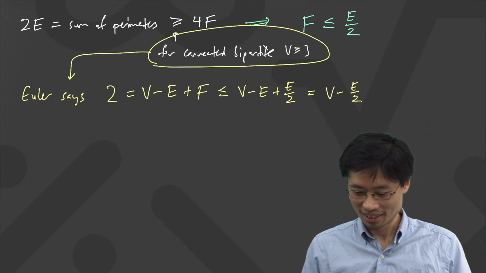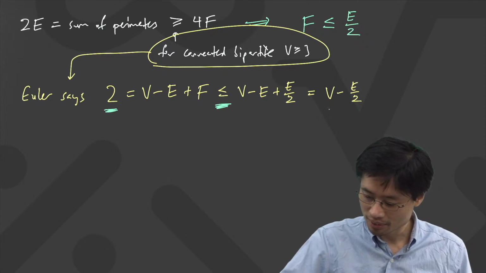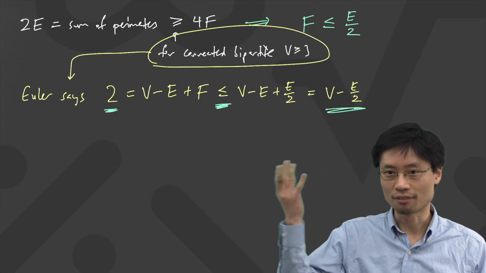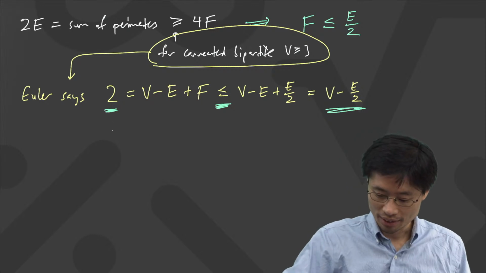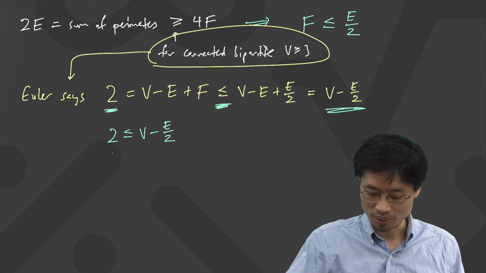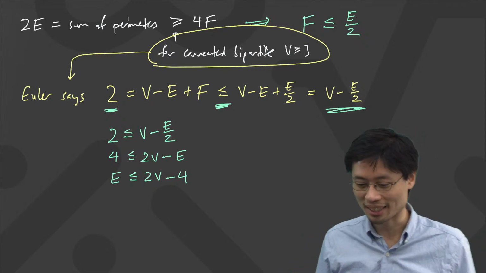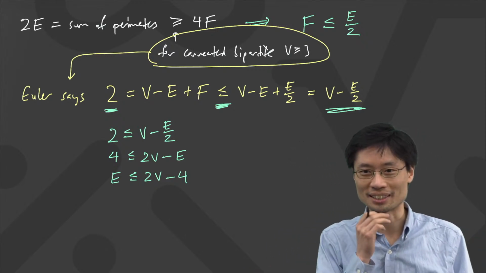Now what? Well, let's take the parts I want to extract. If I write that down again, that's 2 less than or equal to (v minus e) over 2. Now times 2 on both sides: 4 less than or equal to 2v minus e. So I found out that e is less than or equal to 2v minus 4, and that's for connected bipartite graphs with at least 3 vertices.